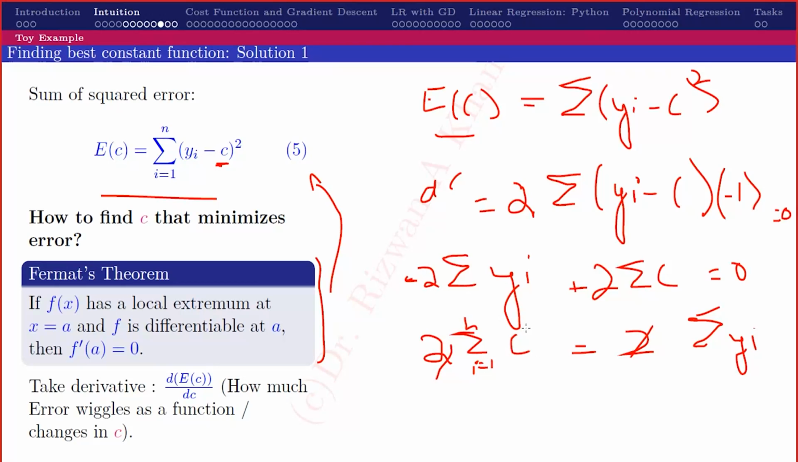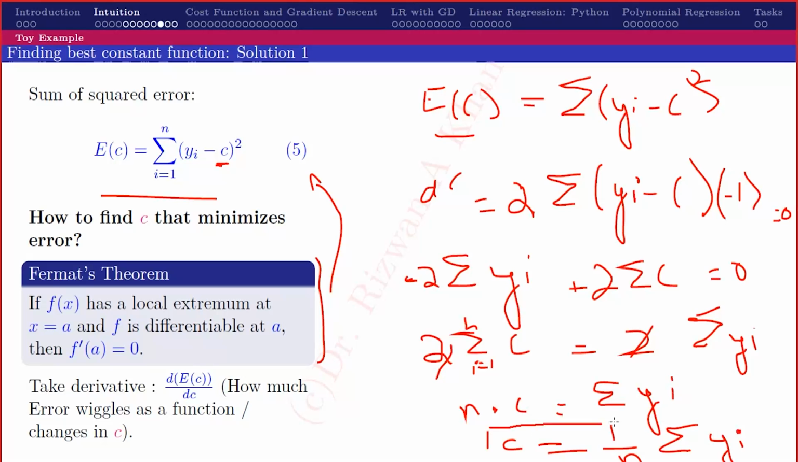This is the constant C, we already know that. If a constant added 10 times gives n into C, we can write the same answer, n times C equals summation yi, and C would be equal to 1 over n summation yi. Now this is a very interesting result. Can anyone tell me why this is interesting, or what this term is? Any one of you?